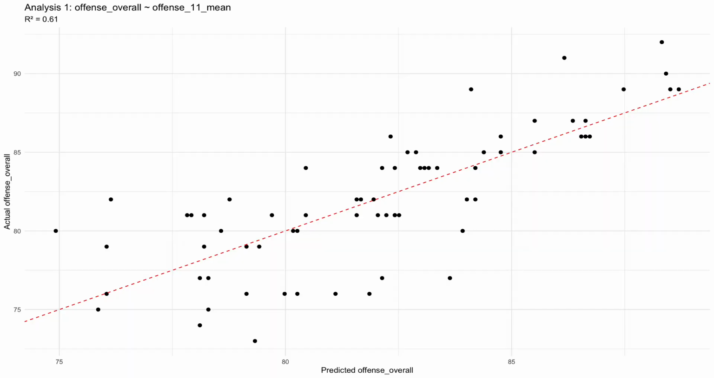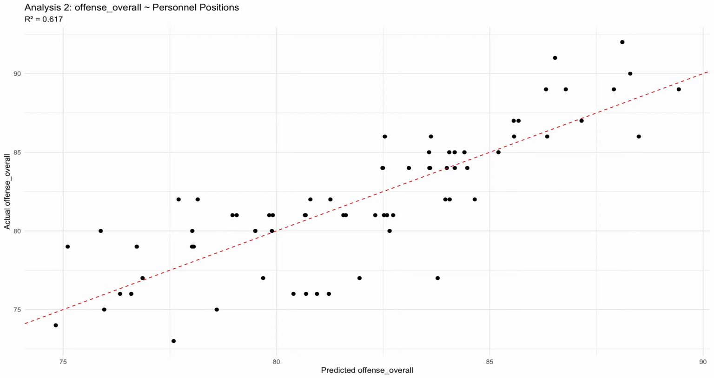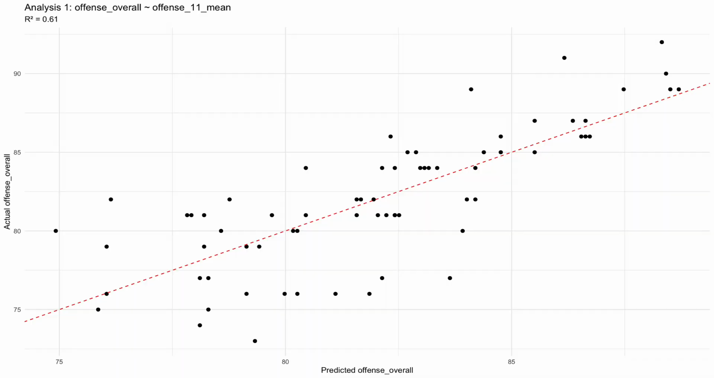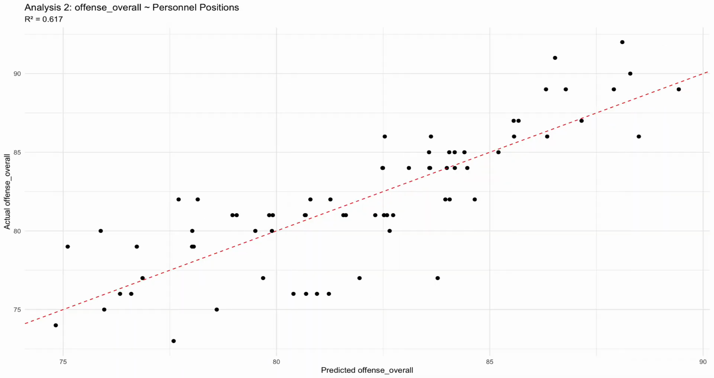This is the chart of the original one where we just took the averages, and this is the newer fancy one where we broke out all 11 positions. Doesn't seem to be a whole lot of difference. And the numbers agree. Last time we said we could explain about 60% of the variation in the team's offensive overall, and now we can explain about 61%. So while some of these teams may have shifted around a little bit, the general cloud of teams is still kind of following the same pattern.